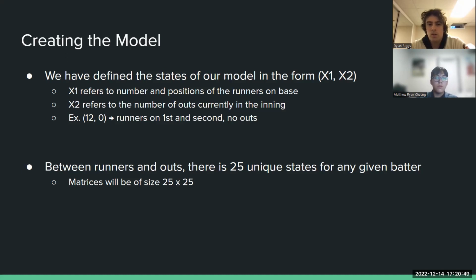X2 refers to the number of outs that are currently in the inning. So there'll be 0, 1, 2, or 3. Between all these different combinations, there are 25 unique states for any given batter. So our matrices will be the size of 25 by 25.